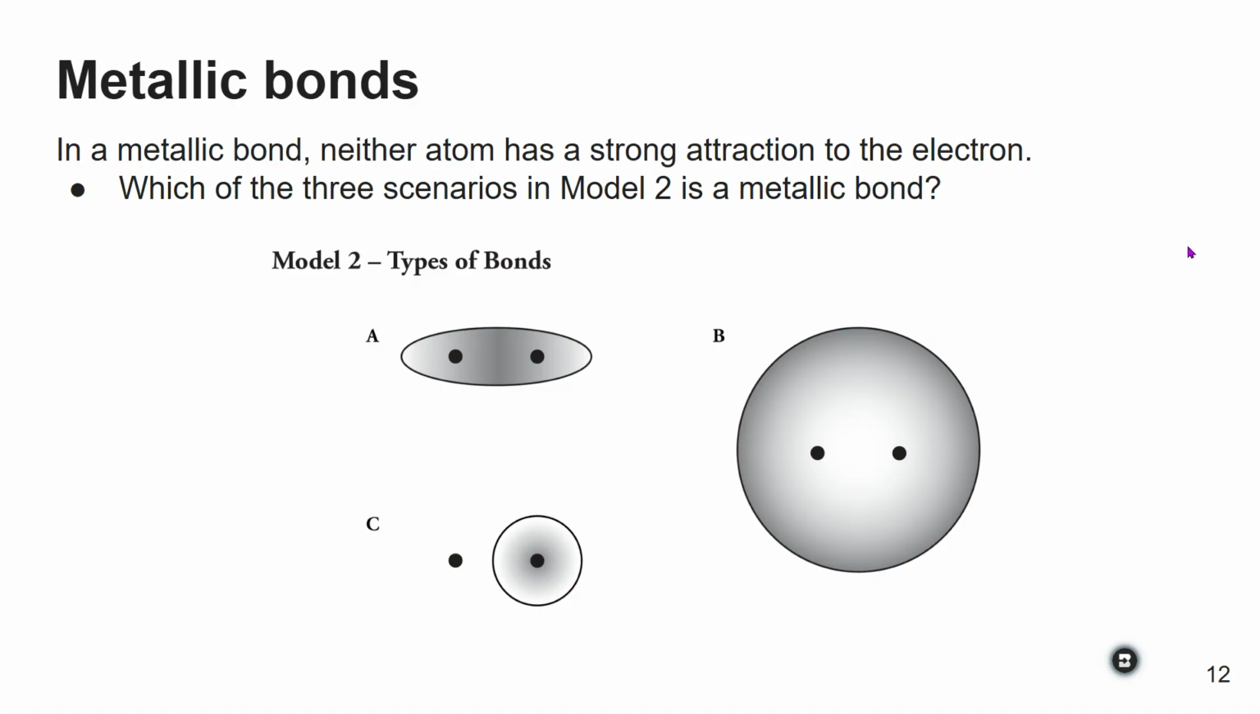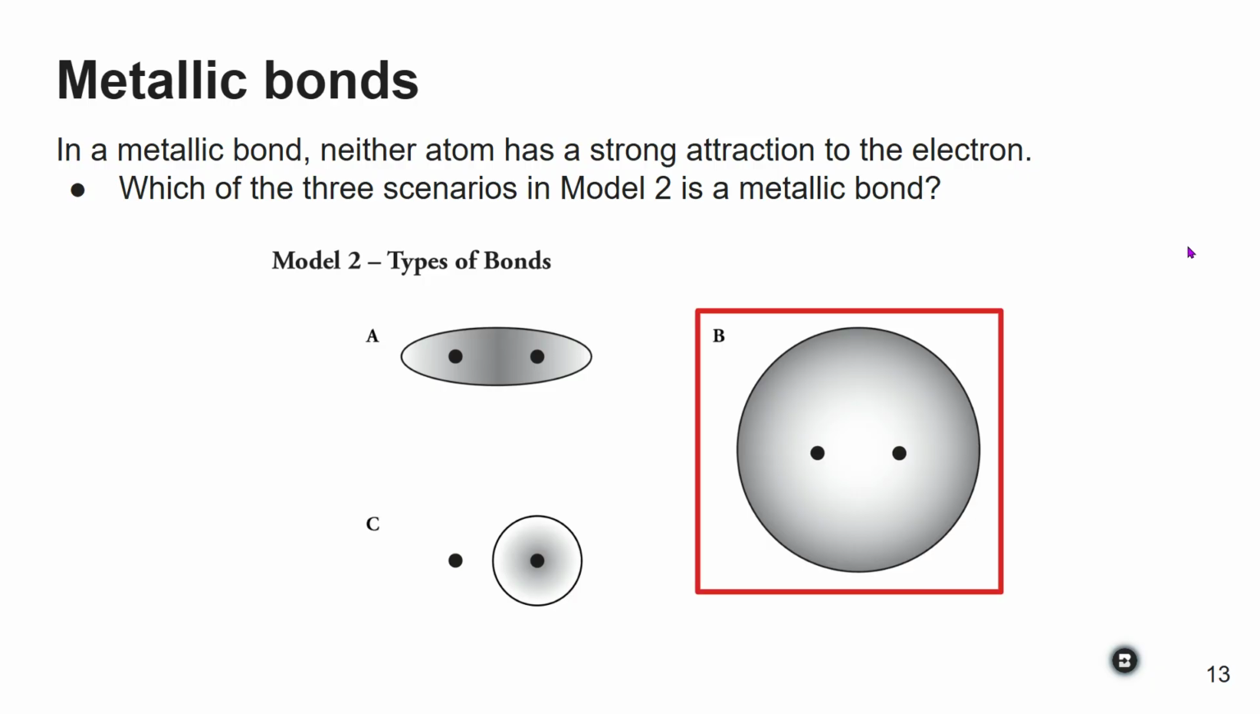Okay, now we're going to start to apply these ideas to 3 specific types of bonds. And toward the end, you'll have an opportunity to write down all that you need to about each bond. So for now, I'd like you to just focus on the tasks. In metallic bonds, neither atom has a strong attraction to the electron. So neither one really cares what's happening with its electron. Which of our 3 scenarios in model 2 is a metallic bond? A, B, or C? Pause the video, discuss with your partner, and jot that down.